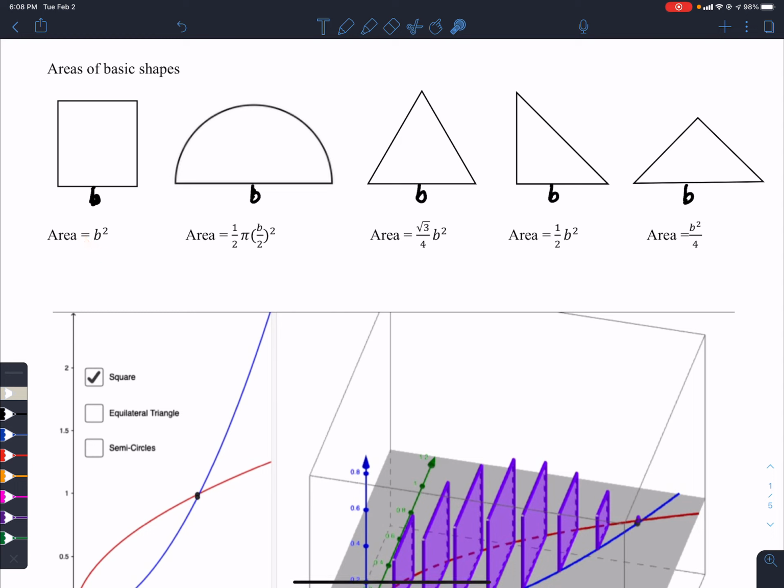Now a semicircle, this is the tricky one that people get confused with, and you have to be careful. The area of a circle is pi r squared, but this is a half circle. That's why we have a half. Now, what's the radius? The radius is half the base. So that's why you need to be careful here. Let me move this B up here.